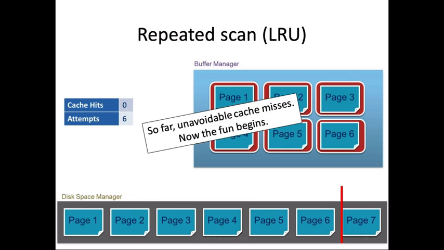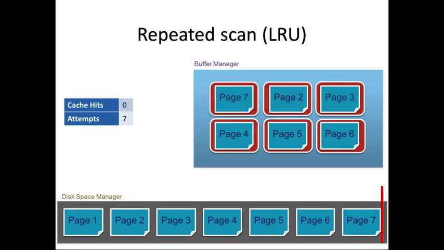Now, this is where complications appear. We did not finish our first sequential scan of this file. We have to access now page 7. Now the buffer, of course, is full, and we need a candidate for replacement. And of course, since we are using LRU, the candidate for replacement will be page 1. So we will place page 7 in the first frame at the place of page 1. For now, we still have 0 cache hits, of course.